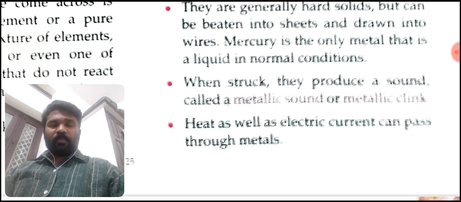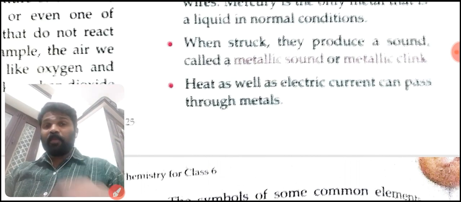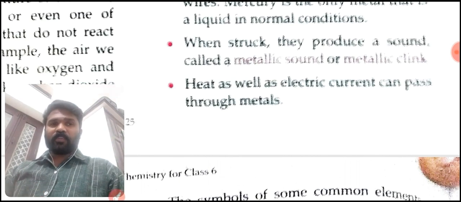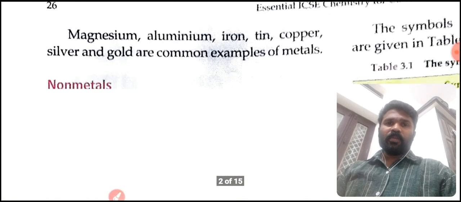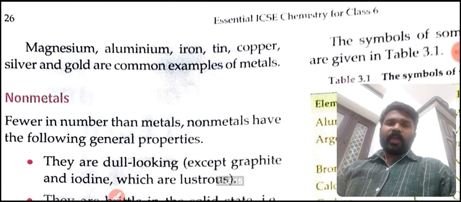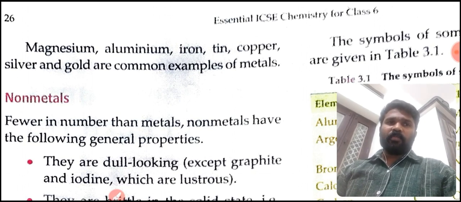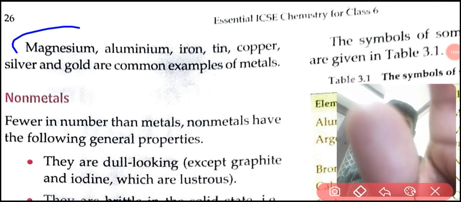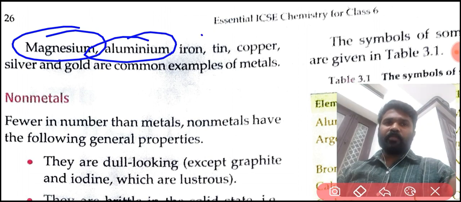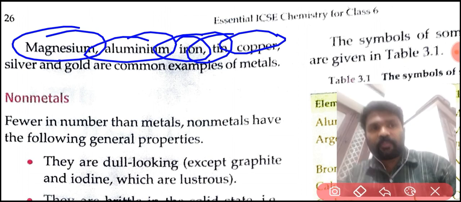Another property is that heat as well as electric current can pass through metals. Metals are good conductors of heat and electricity. Okay students, now magnesium, aluminium, iron, tin, copper, silver and gold are common examples of metals.